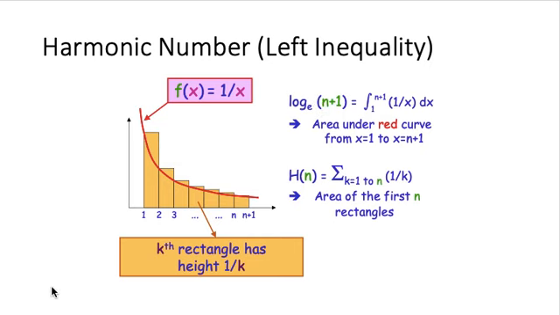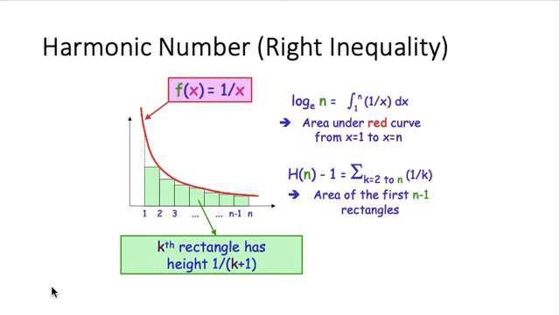Okay, and similarly we can do the same thing, but this time the rectangle is shifted. You can see that we start from this 2, and when we hit the point, we draw a rectangle. Instead of drawing it rightward, we draw it leftward. So in this case, we will see that the area covered by these green rectangles will be smaller than the area under the curve from 1 up to this n.